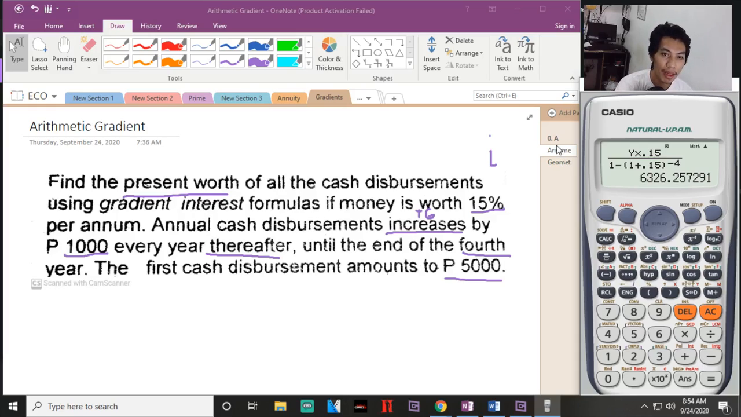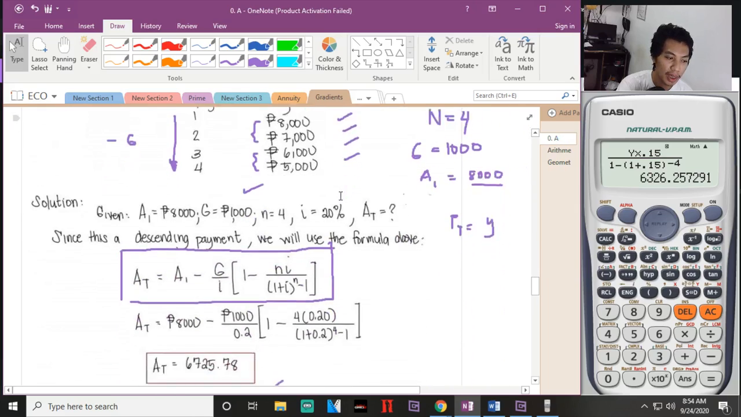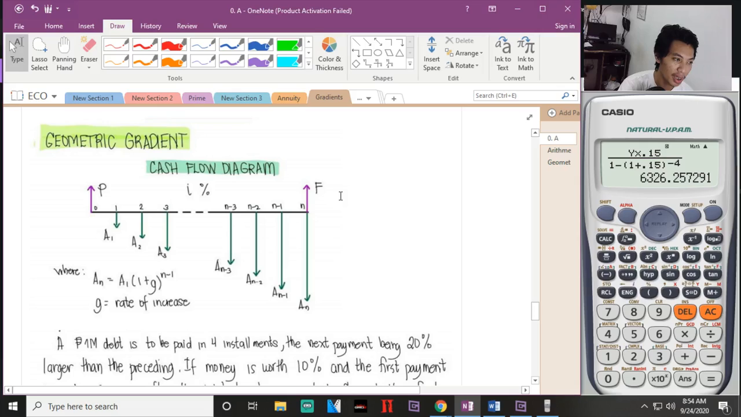Okay? So, going back, let us proceed with geometric gradient. Yung geometric gradient mo is somehow increasing na wala kang common difference. It is increasing with the rate of percentage. Okay? Compounding yan. Hindi siya katulad nung arithmetic mo na mayroong common difference. Hindi mo rin naman masabi na mayroon siya common ratio.